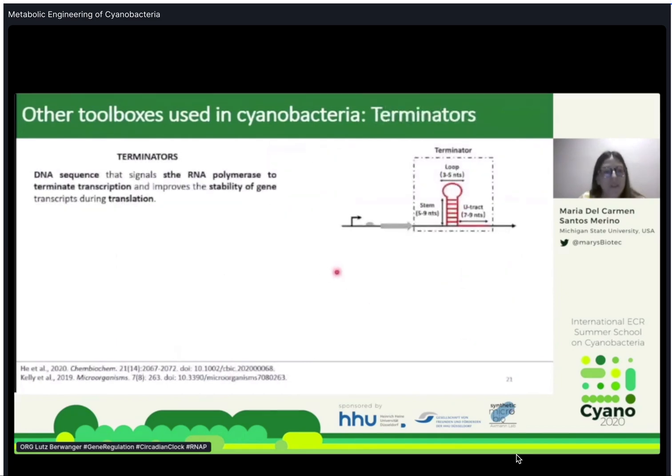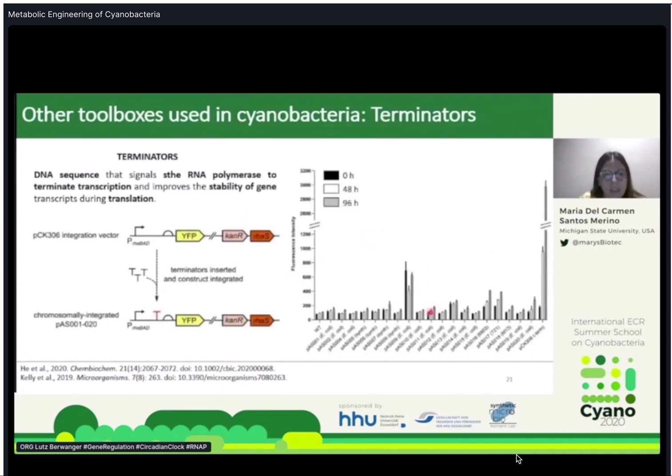The next toolbox that we can use in our system are terminators, which are DNA sequences that signal the RNA polymerase to terminate transcription and improve the stability of the gene transcript during translation. In this example, they have used a battery of different terminators for E. coli, synthetic, or from different phages.